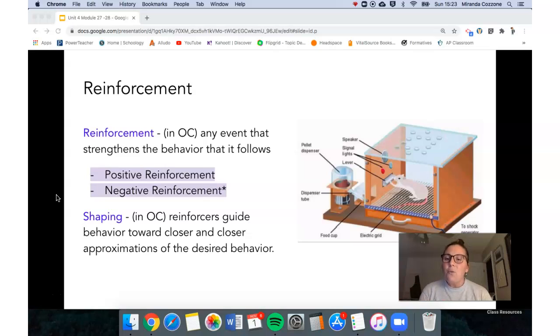Okay? Another word for this is called shaping. This process could be called shaping, in which reinforcers guide behavior toward closer and closer approximations of the desired behavior. So this is not something that happens overnight. The struggling student is not going to get 100% on his test and be a straight A student after that. But over time, with more and more success, the kid is likely to become a better student if mom, dad, whoever keep reinforcing that behavior.